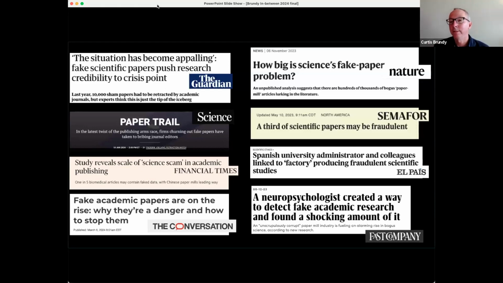And then the one from Nature, "How big is science's fake paper problem? Unpublished analysis suggests there are hundreds of thousands of bogus paper mill articles lurking in the literature." So I'm not a media or communication expert, but this kind of coverage, which I should point out is ongoing because the paper mill bad news is still ongoing, can't be good for trust in science. I just jumped onto Twitter or X right before I got on, and the folks at Retraction Watch just shared an article from Business Insider about this. So it's a slow drip, drip, drip of headlines of this sort. Very much this is still going on and the damage is still being done.